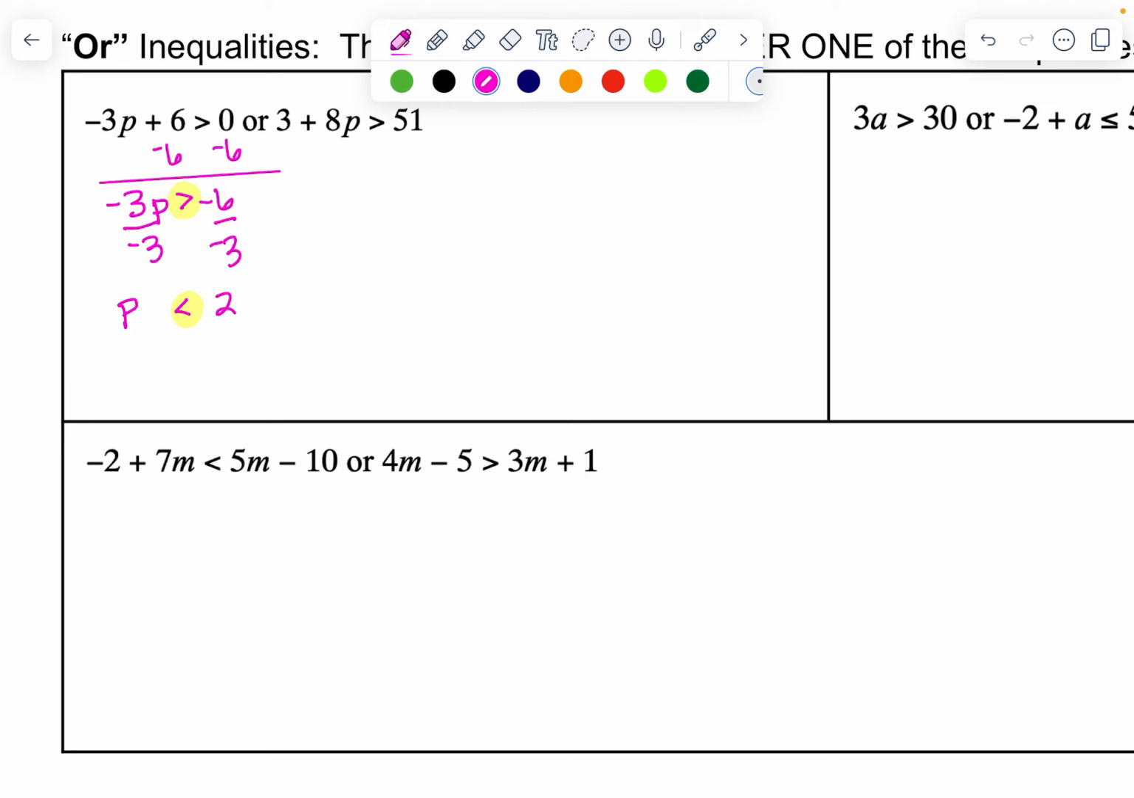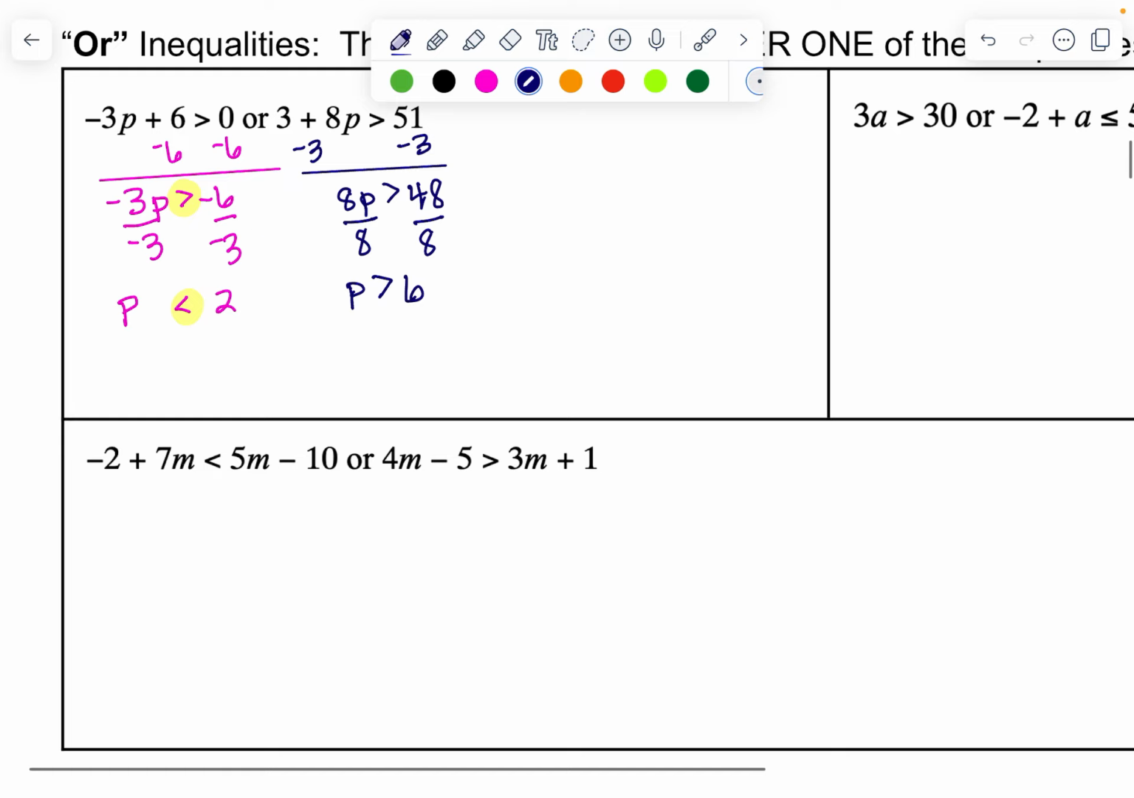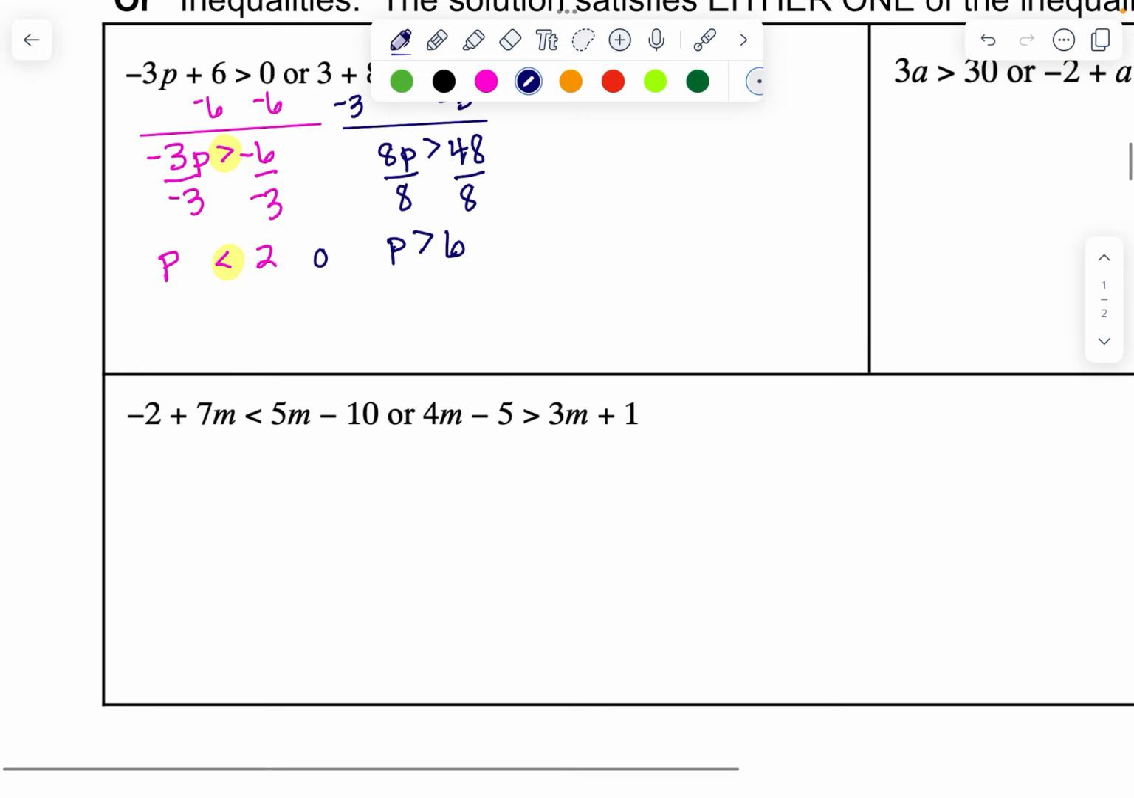Now let's solve the other one. I'm going to subtract 3. So then I get 8p greater than 48, dividing by 8. Here I'm dividing by a positive, so I don't need to switch the symbol, and I get p greater than 6. So our final answer then, we need the "or," p less than 2 or p greater than 6.